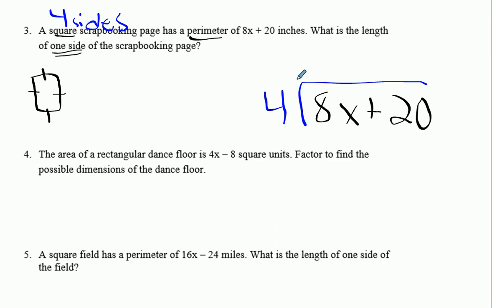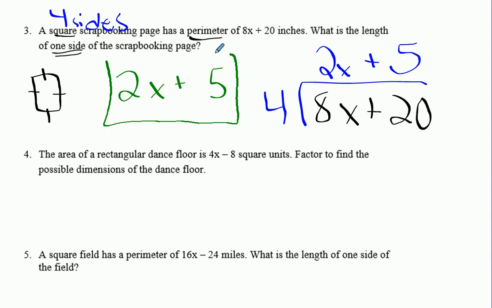Pen is so hard to write in. Alright, so 8x divided by 4 is 2x. 20 divided by 4 is 5. Bring up the plus sign. So again, what is the length of one side of that square? I'm not going to use the 4 in my answer. I'm only going to use the 2x plus 5, because that's the side of one square. One side of the square.